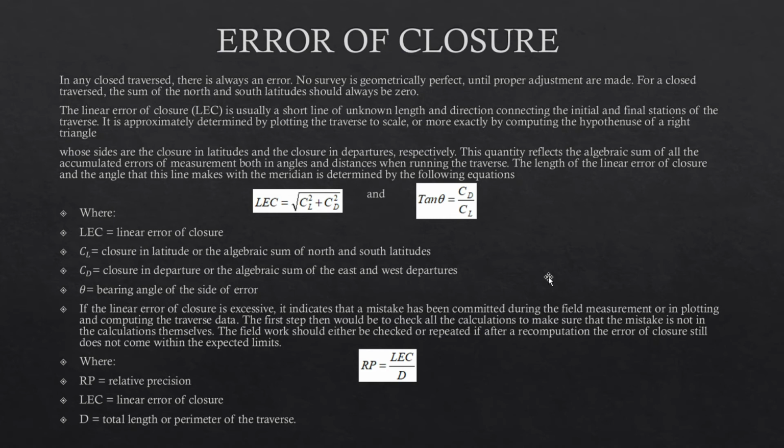So, the linear error of closure or LEC is usually a short line of unknown length and direction connecting the initial and final station of the traverse. So it is approximately determined by plotting the traverse to scale or more exactly by computing the hypotenuse of a right triangle, whose sides are the closure in latitude and the closure in departure respectively.